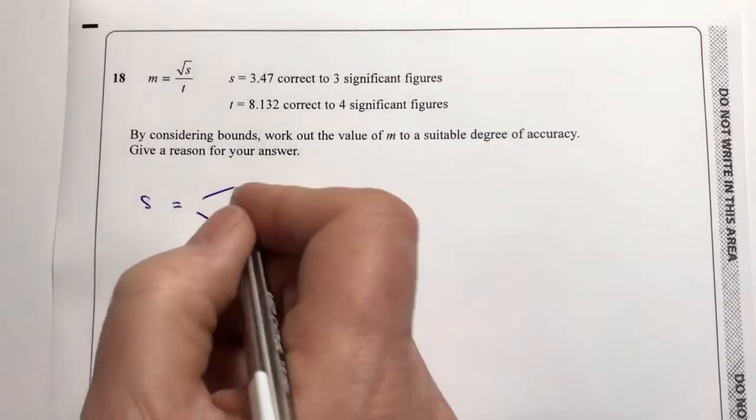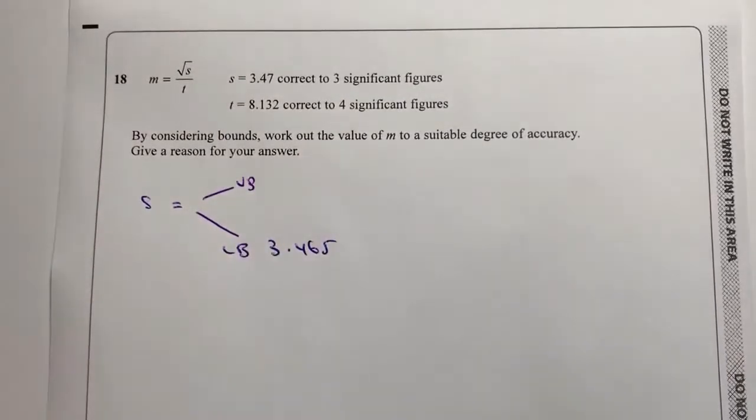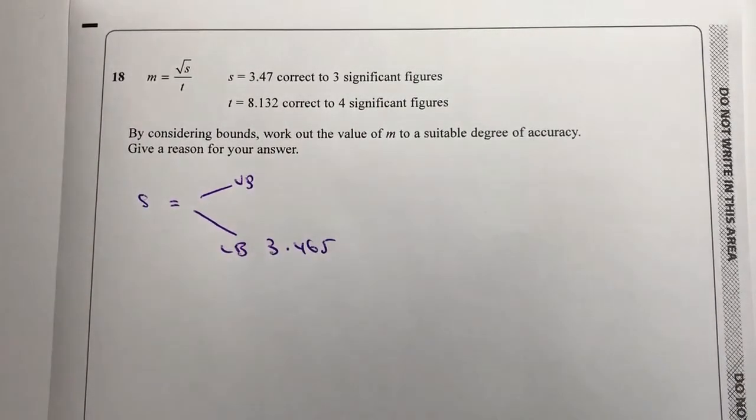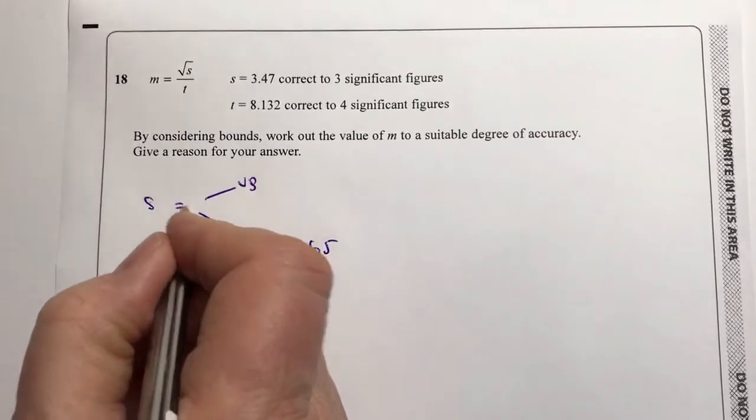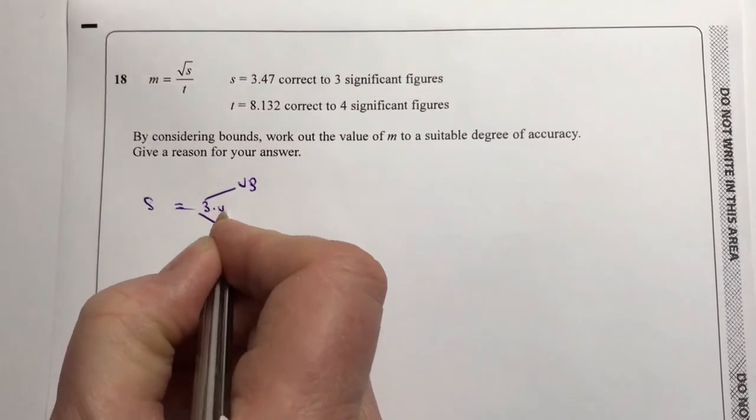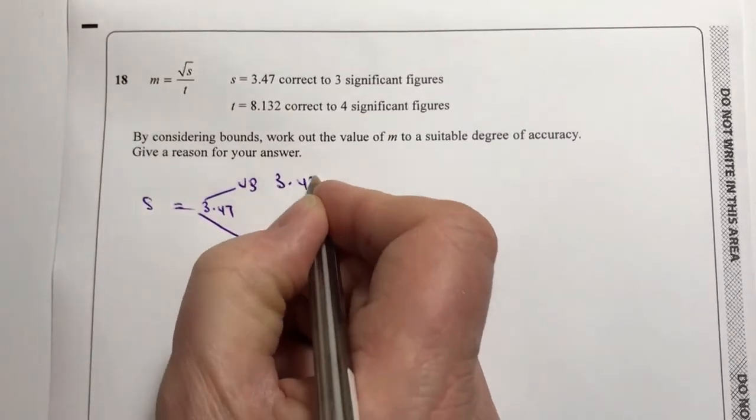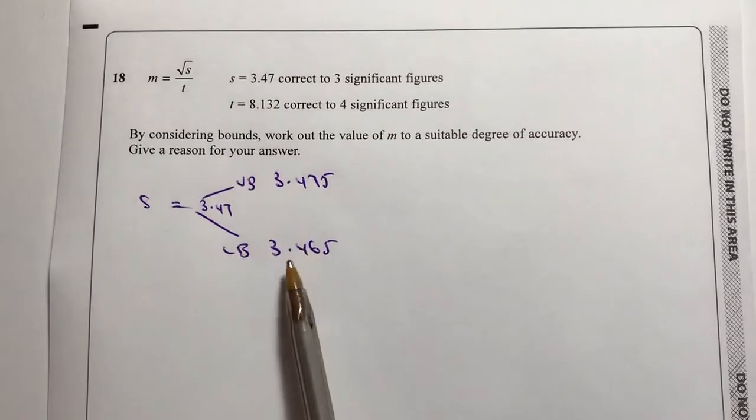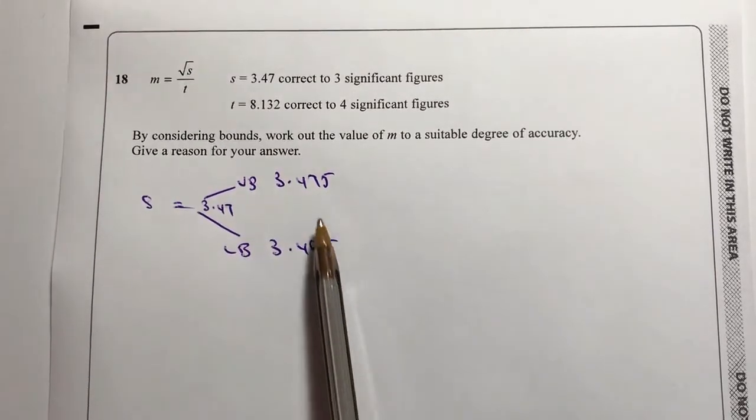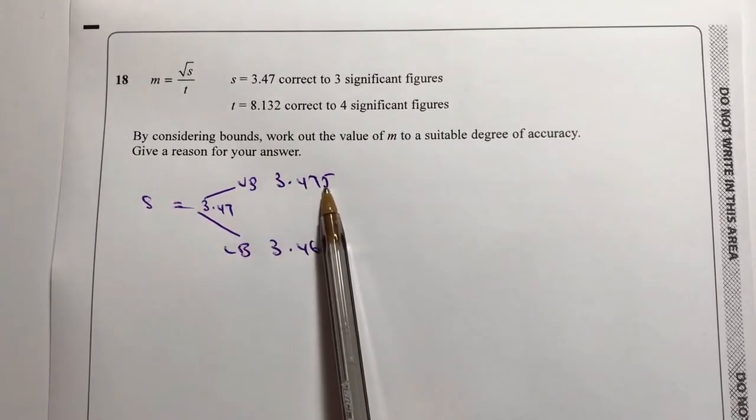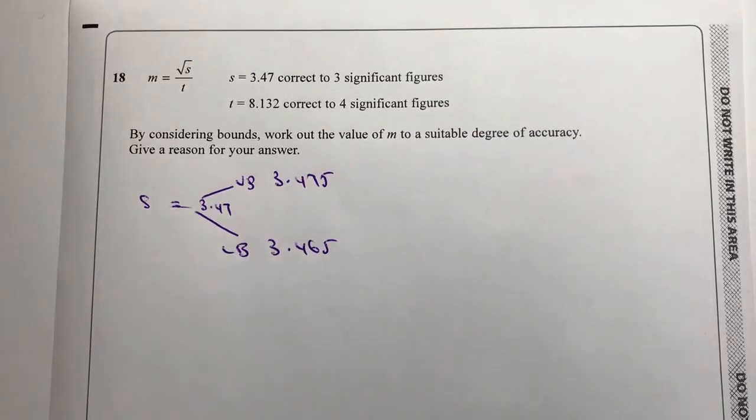So the upper bound of this is the same unit away, the same measurement away from the middle value of 3.47. So actually I would write the upper bound as 3.475. It's 0.005 either side. So it's not rounding up or rounding down.